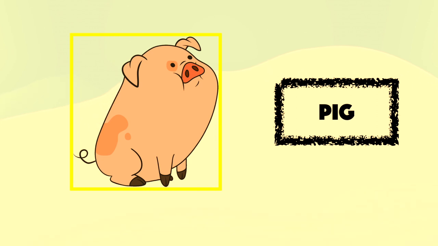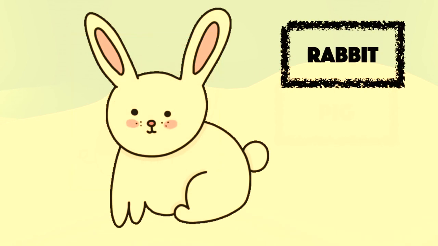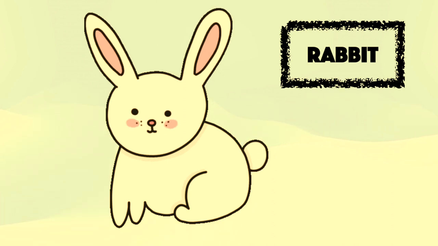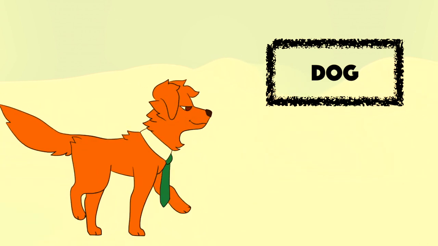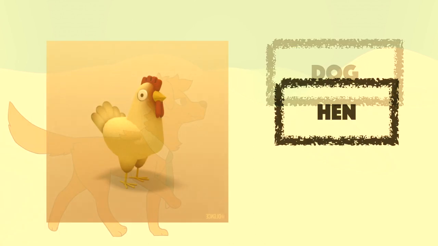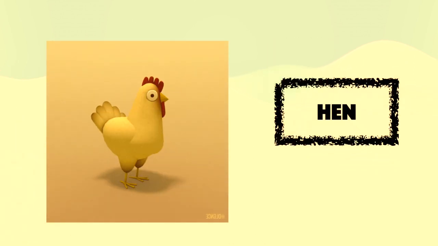P-I-G, pig. This is a rabbit. Rabbit is a farm animal. R-A-B-B-I-T, rabbit. This is a dog. Dog is a farm animal. D-O-G, dog. This is a hen. H-E-N, hen. Hen is a farm animal. Hen gives us egg.